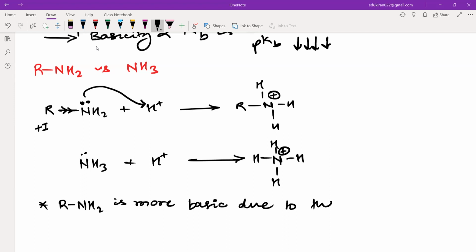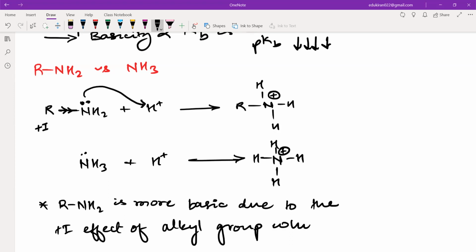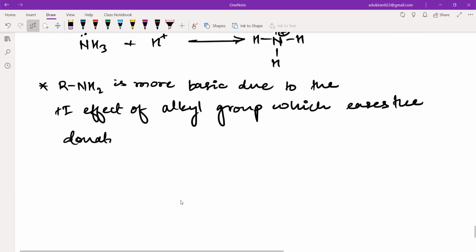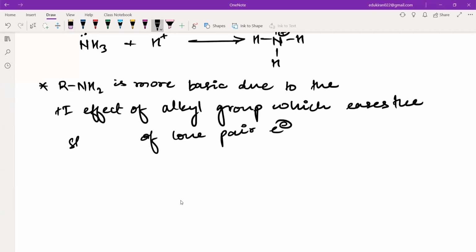So you'll say RNH2 is more basic due to the plus I effect of the alkyl group, which eases the sharing of lone pair electrons. Other I should say, not donation. In donation you give and go away, so write sharing. Sharing of lone pair electrons. Okay.